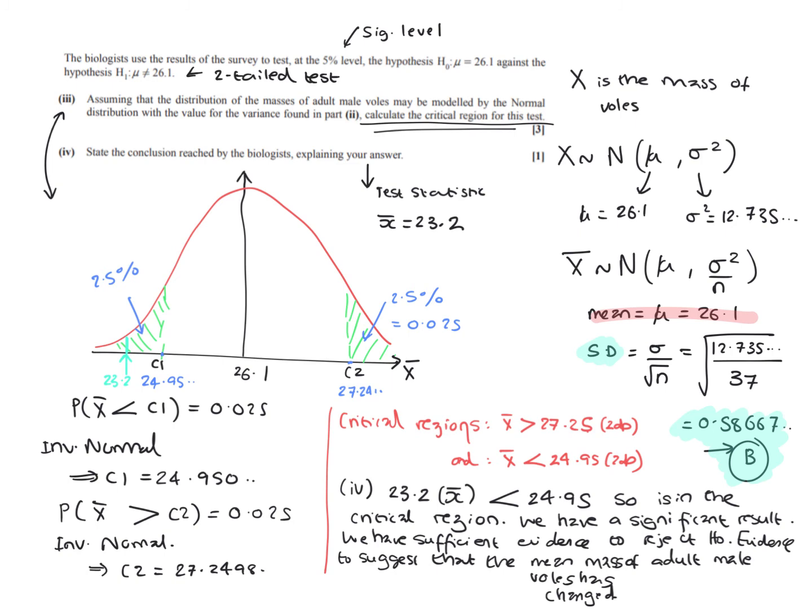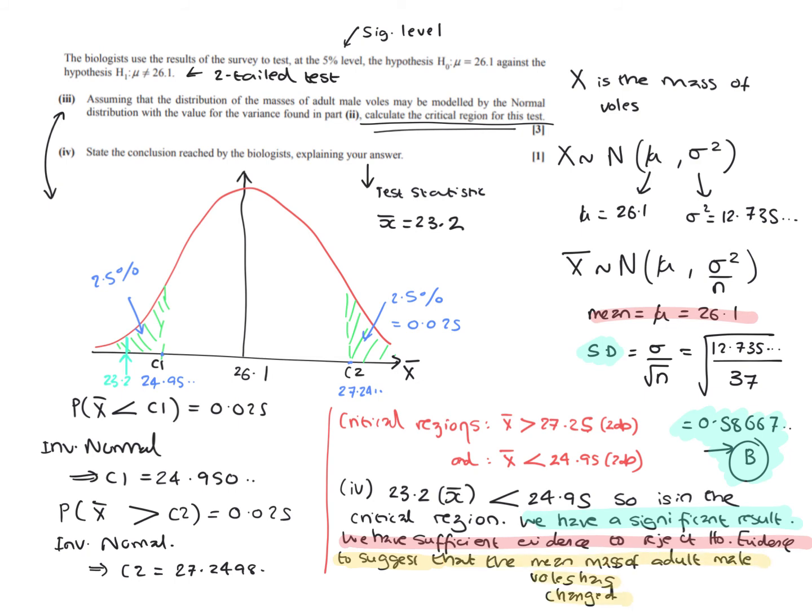So notice the three key components of this statement again. We have a significant result. We have sufficient evidence to reject H0, and we have evidence to suggest, and that's really important, that use of the word suggest. We're not finding a conclusive result, we've found some evidence to support a claim that the mean mass of adult male voles has changed.